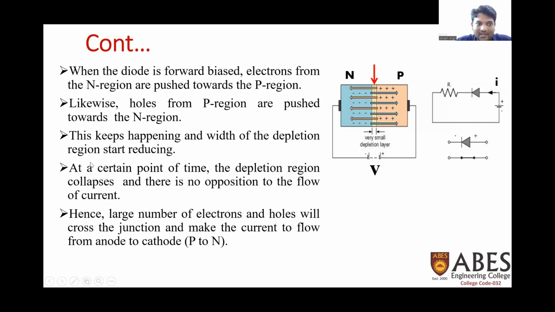This is the junction. So electrons and holes will be crossing this junction. In continuation, at a certain point of time, the depletion region collapses and there is no opposition to the flow of current. Means what? When you continuously apply this voltage, then after some time, the junction will be overcome and electrons and holes will easily come across it. In the last point, it says hence, a large number of electrons and holes will cross the junction, as I told, and make the current flow from anode to cathode. You can see the internal mechanism with the first diagram, and the equivalent circuit for this first diagram is shown here. You can see a diode connected with a resistance. So this is the equivalent circuit of the PN junction diode.